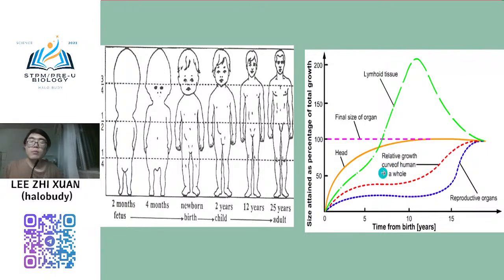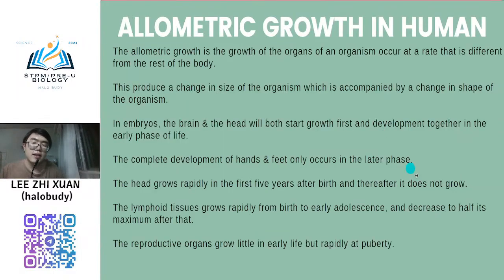So you need to remember that kepala kami ni adalah organ, the organ that will grow the most at the initial stage, and lymphoid tissue will grow at the highest when they enter the first 5 years lah. Okay.